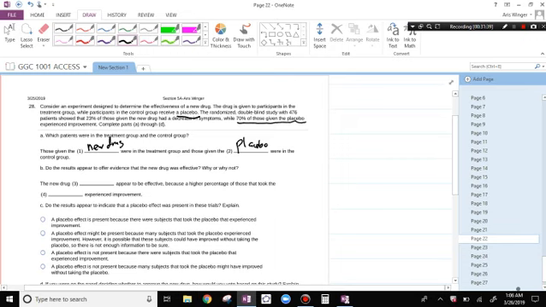That's always true. The new drug does not appear to be effective because it's not even doing better than the thing that was actually nothing, because a higher percentage of those who took the placebo, the thing that was actually nothing, improved.